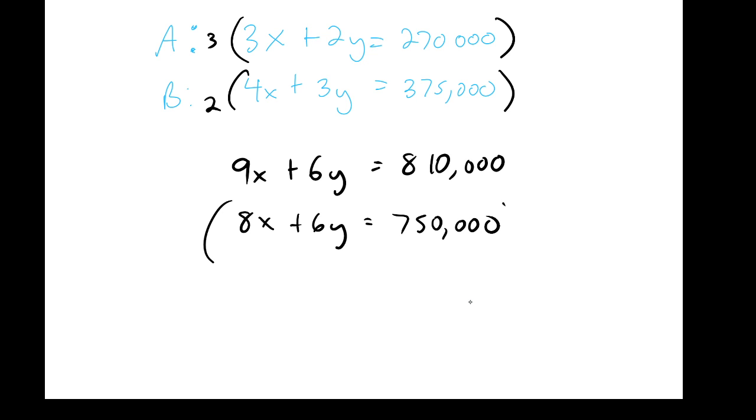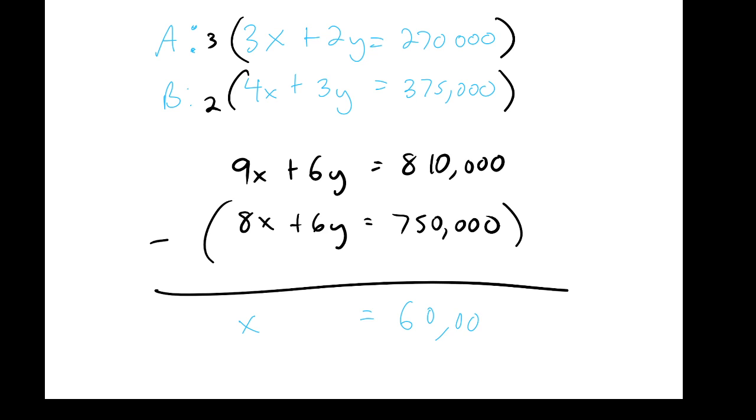And then now we're going to just subtract. And I'm going to subtract this bottom one. I think you guys see why. 9x minus 8x is going to be x. 6y minus 6y is going to just cancel. And then 810 minus 750 is going to be 60,000. That is our cost of our large van.